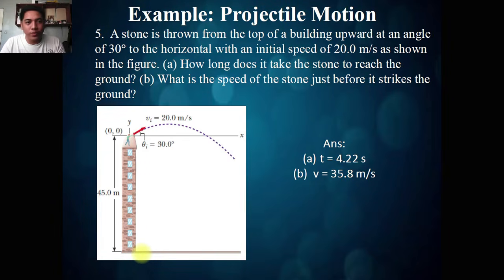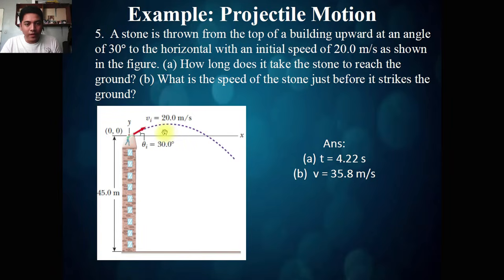A stone is thrown from the top of a building upward at an angle of 30 degrees to the horizontal with an initial speed of 20 meters per second. Okay, as shown in the figure, we have here a man at the top of a building that is 45 meters above the ground. The man tosses a stone directed 30 degrees with the horizontal. The problem is asking how long does it take the stone to reach the ground.